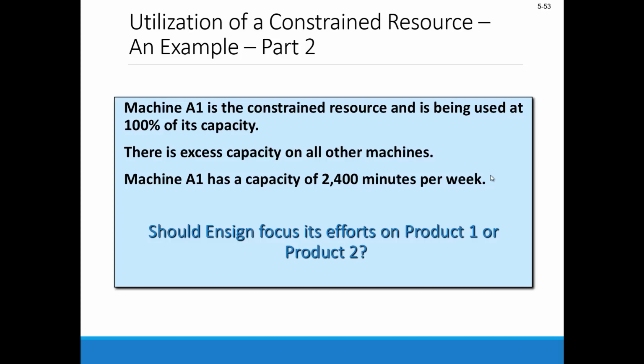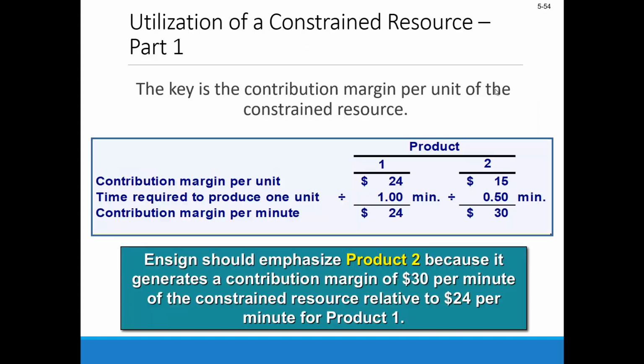And the question we want to answer is, should Ensign focus efforts on Product 1 or Product 2 given that constraint? So the key then, as we alluded to earlier, is which product generates a higher contribution margin per unit of the limited resource rather than per unit of the product.